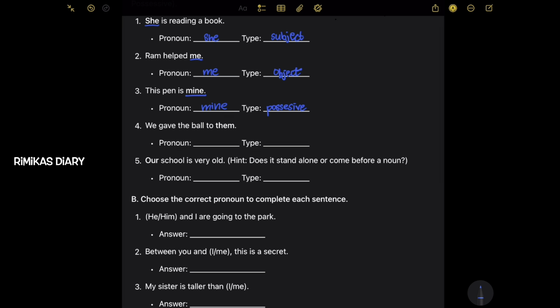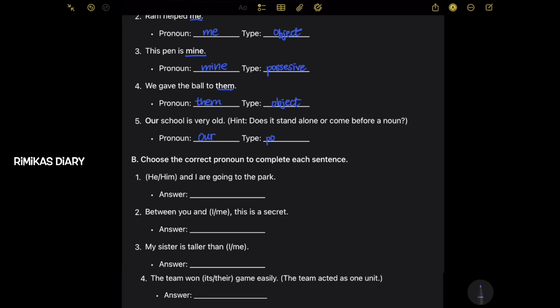We gave the ball to them. So them is the pronoun. Type is object. Our school is very old. So hint: does it stand alone or come before a noun? It came before a noun. So here the type is possessive. If our stands alone, then you can write it's a subject. But there's a noun beside our. So like, whose school is it? It's our school. So that's why it's possessive.